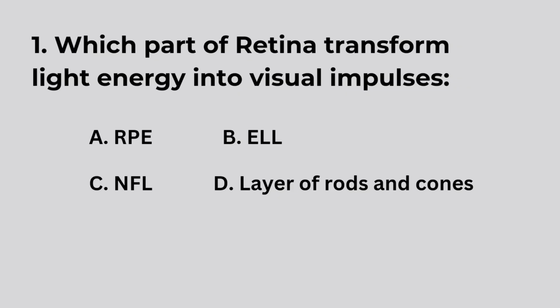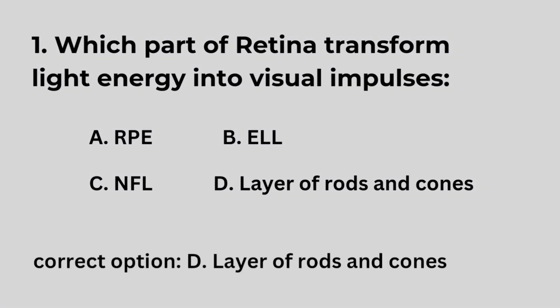First question. Which part of retina transform light energy into visual impulses? Option A RPE, option B ELL, option C NFL, and option D layer of rods and cones. The correct option is option D layer of rods and cones.